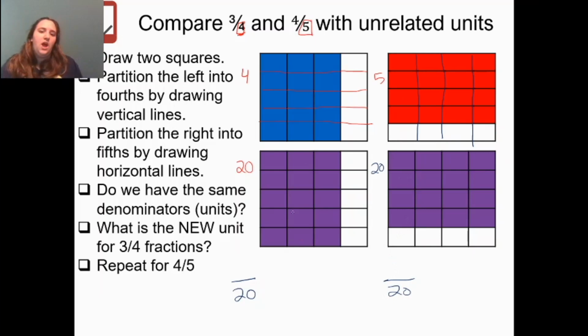Now we need to figure out how many are actually shaded in. You can either do 5 times 3, or you can count them up. I'm going to do 5 times 3 because I know that's 15. If I look at this one, it's 4 times 4, so 4 times 4 equals 16. Now we're going to compare them.